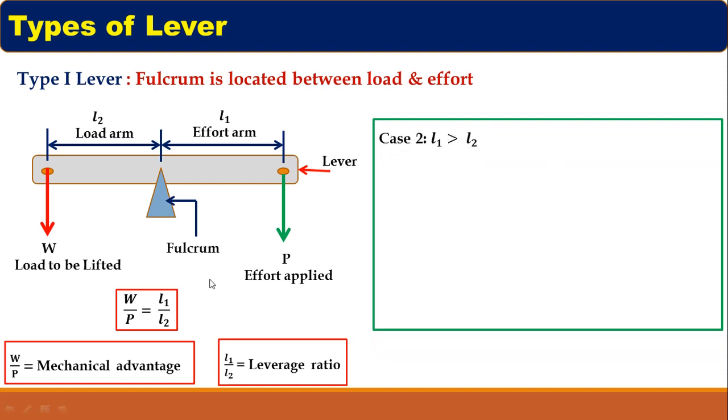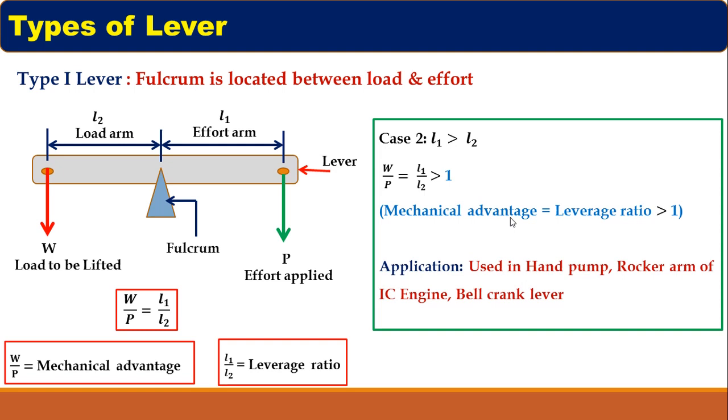Now if L1 is greater than L2, then this ratio W upon P, which is L1 upon L2, will be greater than 1. So let us write this: W upon P is equal to L1 upon L2, which will be greater than 1 because L1 is greater than L2. This W upon P, we know, is the mechanical advantage. L1 upon L2 is the leverage ratio, and it is greater than 1. We know that if the mechanical advantage is greater than or equal to 1, we can use such kind of lever in mechanical applications.